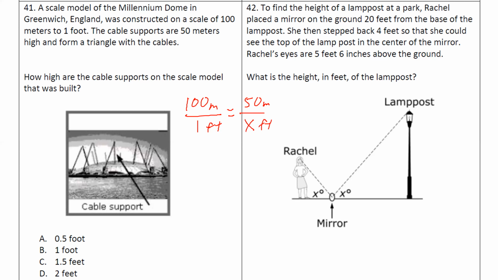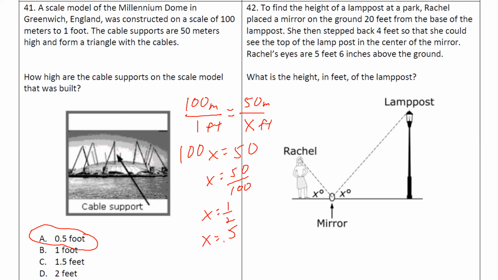We need to know how many feet, because all of our answers are in feet. So x feet. We're cross multiplying and solving. 100 times x equals 1 times 50, which is 50. Divide by 100. And 50 divided by 100 is 1/2 or 0.5. And that's our answer, 1/2 of a foot.